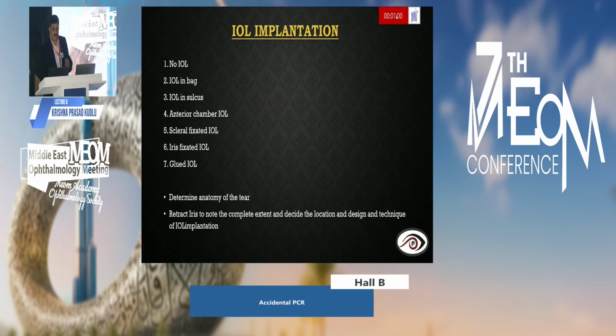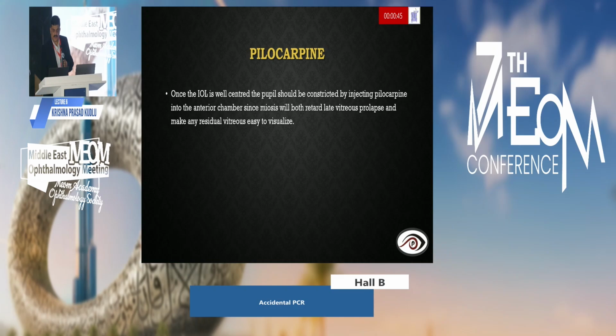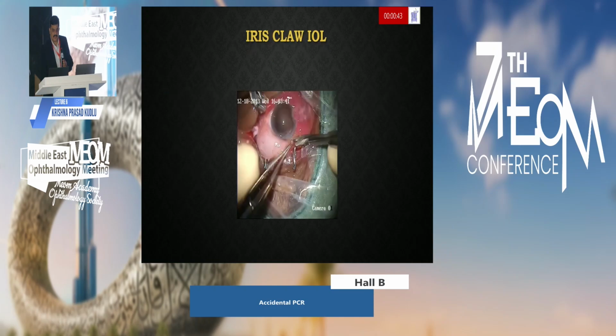Yeah. So coming to the IOL implantation, sometimes if the rent is large, you need not put an IOL. Nowadays different techniques are available, like a scleral fixated lens, an IOL in the sulcus, or a glued IOL. So I just wanted to show you, I think we have to know this technique.